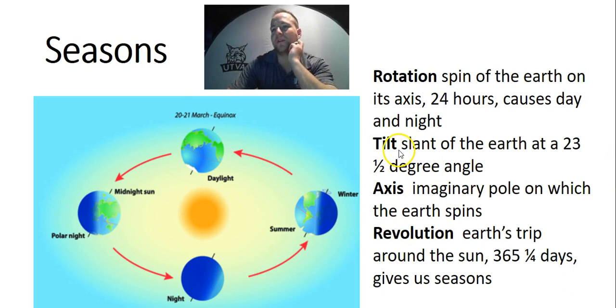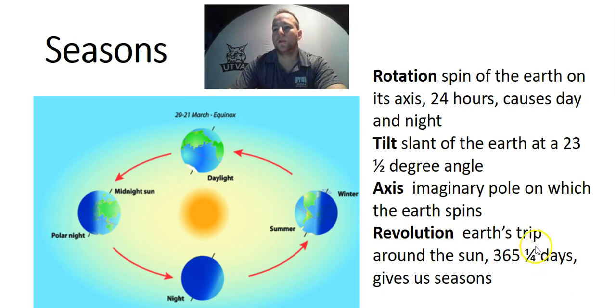Okay, you also have the tilt of the Earth, which I talked about, which is a 23.5 degree angle. And that's what allows us to have our seasons, as well as the revolution around the sun, which takes 365 and 1/4 days, giving us our seasons. Then we also have the axis, which I did skip there, which is the imaginary poles on both sides. So we have the North Pole, we have the South Pole, and we have that rotation and revolution around the sun, which creates our days, and then we also have our seasons.